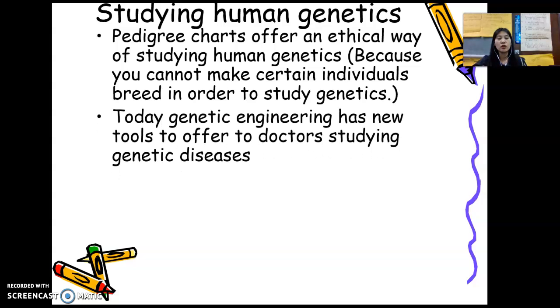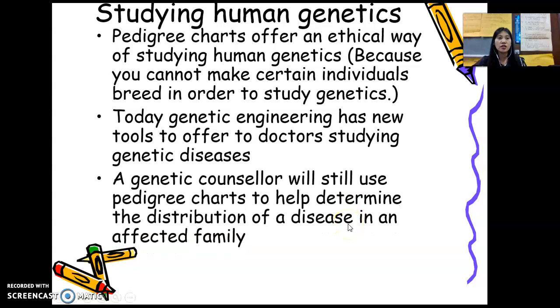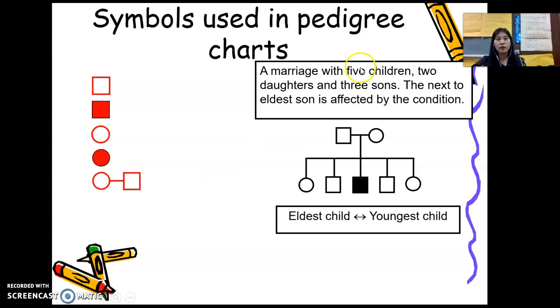Today genetic engineering has new tools to offer to doctors studying genetic diseases, and these are called genetic counselors that will use these pedigree charts to help you determine the distribution of a disease in an affected family. So we have here an example of a pedigree chart.